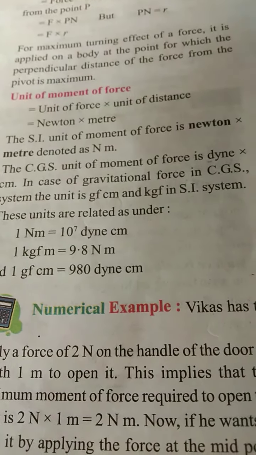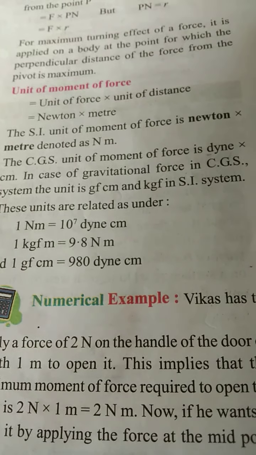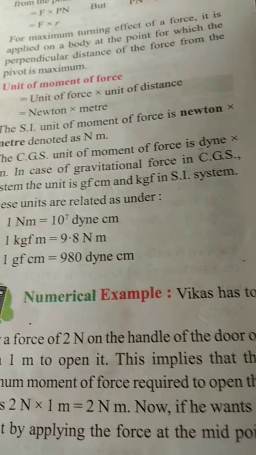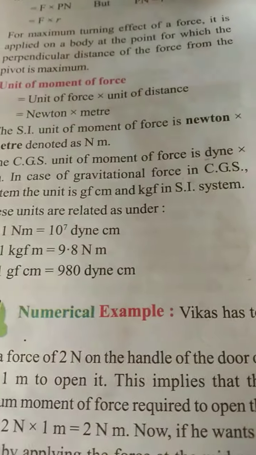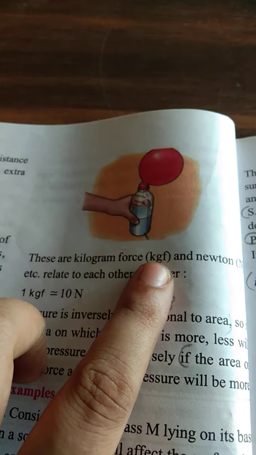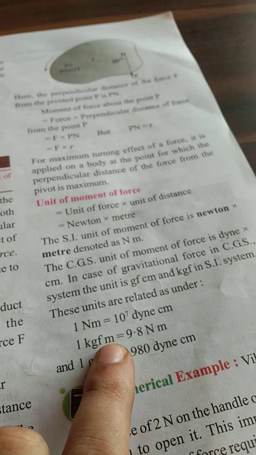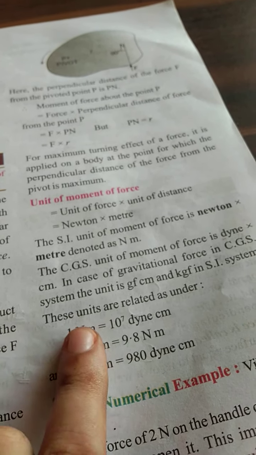In the case of gravitational units, in CGS the unit is GF centimeter, or kilogram force meter, KGF meter, in the SI system. So what is GF and KGF? KGF means kilogram force. KGF meter is kilogram force meter. Okay, KGF is kilogram force and M is meter.